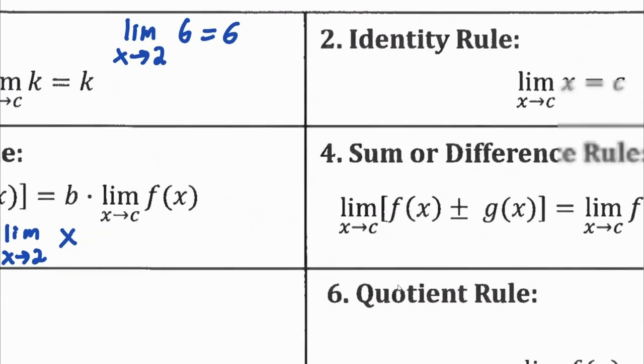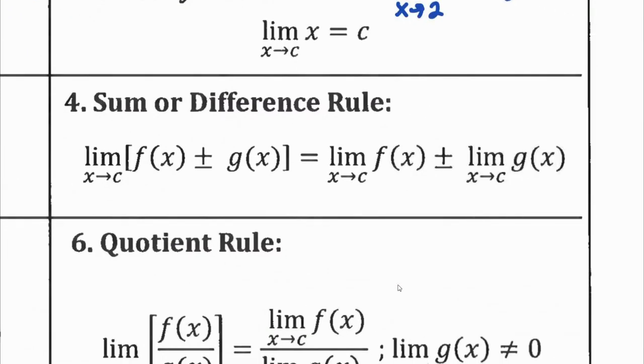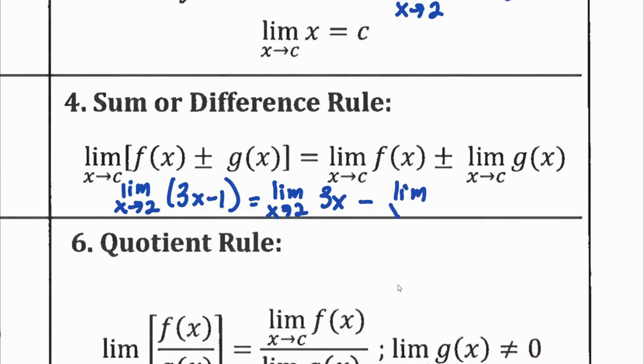Another property we're allowed to do is a sum or a difference. This basically means if we're taking the limit of two functions added or subtracted together, that is their limits added or subtracted together. So again, let's stick with that limit as x approaches 2 of, say, 3x minus 1. We can turn that into the limit as x approaches 2 of 3x minus the limit as x approaches 2 of 1. So we're allowed to kind of split those up.